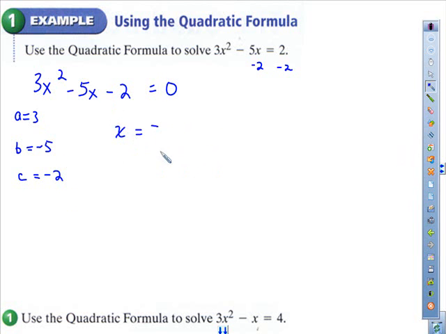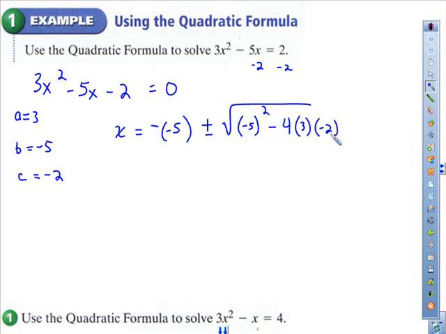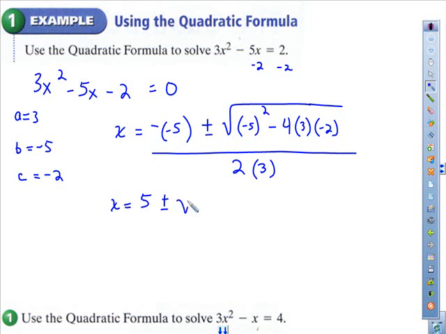So it's negative, and then whatever b is, negative 5, plus or minus the square root of whatever b is, negative 5 squared, minus 4 times a, which is 3, c is negative 2, all over 2 times a, which is 3. Basically, just simplify the problem. So negative negative gives you positive 5, plus or minus.